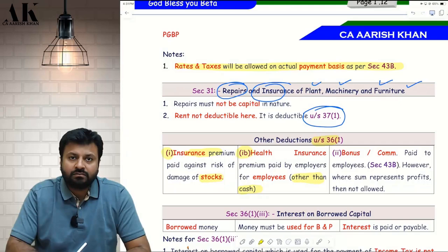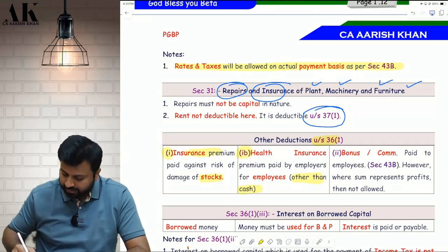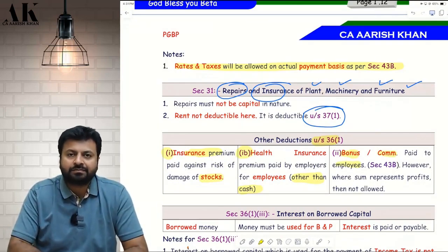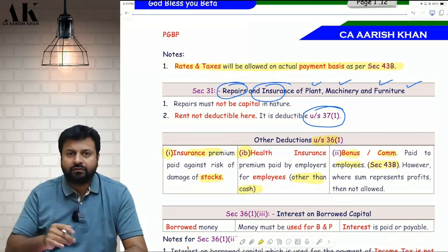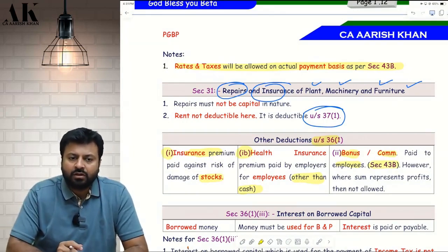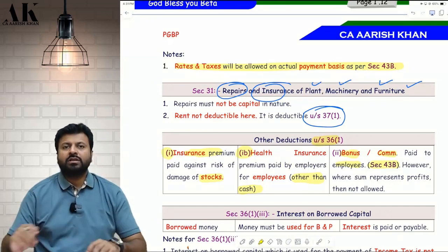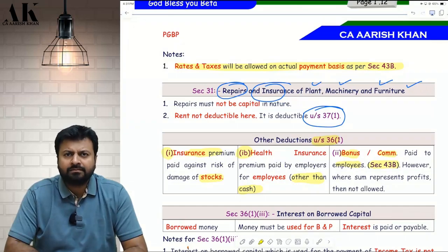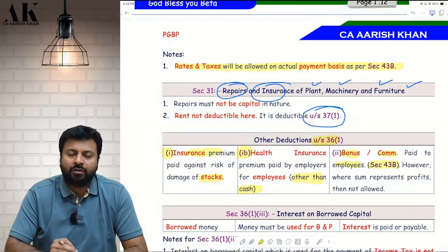Now the third deduction. Bonus or commission to employees, that is also allowed as a PGBP deduction. But here also there is one condition, and that is it is subject to 43B. If it is subject to 43B, it means what? You have to pay that particular deduction. Okay. If the bonus and commission is paid to the employee, then it is allowed. If it is accrued, then it is not allowed. Okay. So if bonus or commission is only accrued and not paid to the employee, it won't be allowed to the assessee. I hope it is clear to all of you. Is it clear?